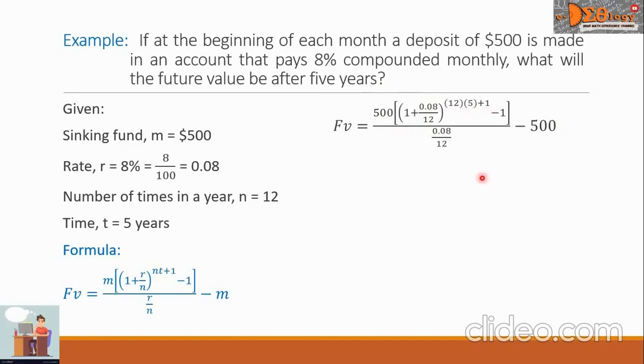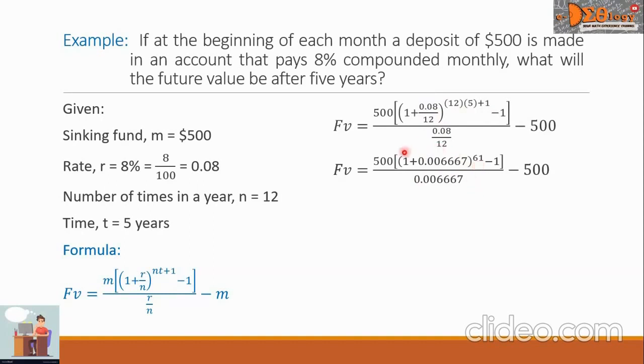So on the next line, we will simplify this formula further, starting with the fraction. The 0.08 over 12 is now 0.00667. And this same decimal is used in our denominator. And the 12 times 5 is 60, plus 1 becomes 61. So our power now, or exponent, is 61.